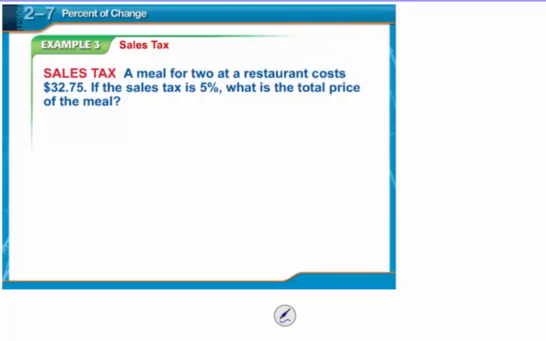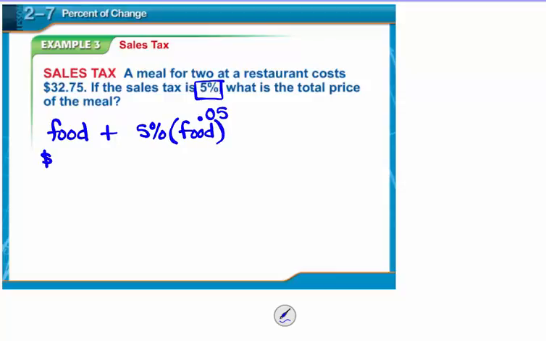All right. A meal for two at a restaurant costs $32.75. If the sales tax is 5%, what is the total price of the meal? Let's look at 5%. That is the same thing as 0.05. Let's look at the total price. If we take the cost of the food, and then add to that 5% of the cost of the food, that will give us the total price of the bill.